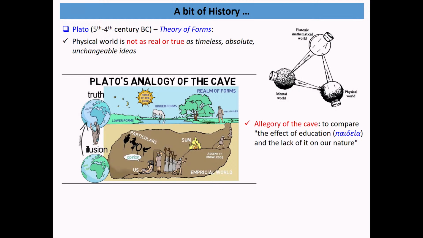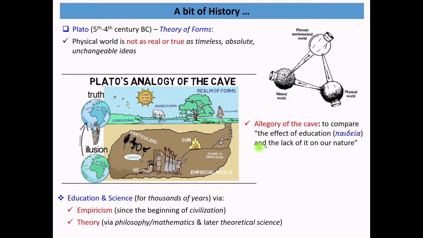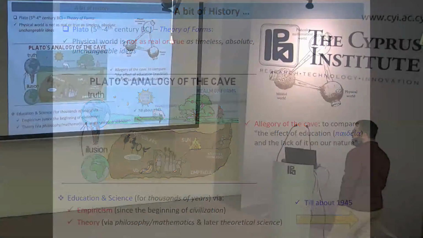And now for thousands of years, this education, or science, if you want, the main tools in order to perform the sciences were primarily empiricism. This is actually from the beginning of civilization, many thousands of years. And also via theory. Theory, for thousands of years, again, was primarily via mathematics and philosophy, but in the last few centuries also with the development of theoretical physics, natural sciences, and theoretical science. So these were the two main routes in order to advance our knowledge. All these were true till about 1945. So in 1945, we have a revolution.